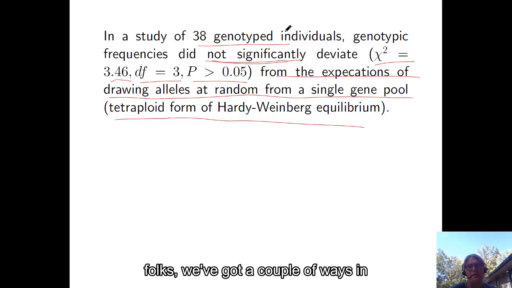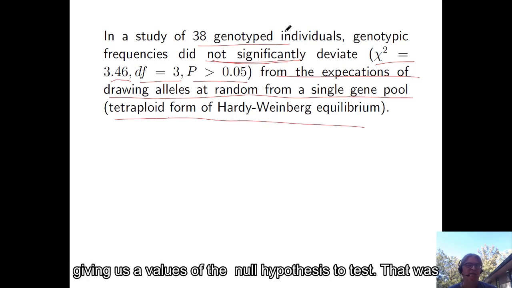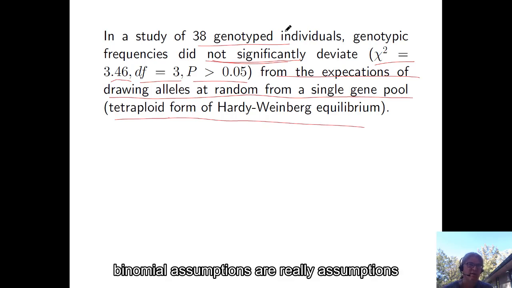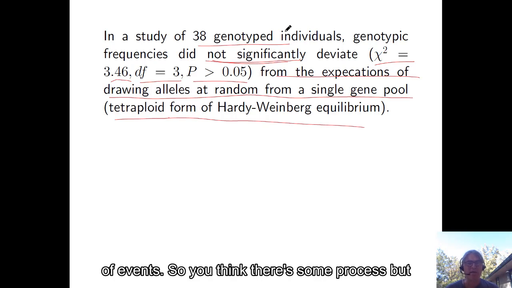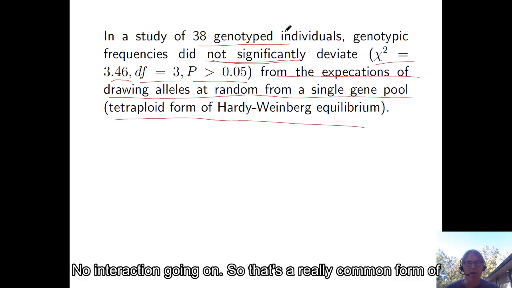We've got a couple of ways in which there are connections between the binomial and the chi-square, but they're pretty distinct ways of using the relationships between these distributions. One, the binomial is just giving us the values for the null hypothesis to test. That's the second form that I discussed. And that's really common because those kinds of binomial assumptions are really assumptions of no interaction at all, sort of independence of events. So you think there's some process, but the number of counts are just repeated draws from the same process over and over again, no interaction going on. So that's a really common form of null hypothesis.